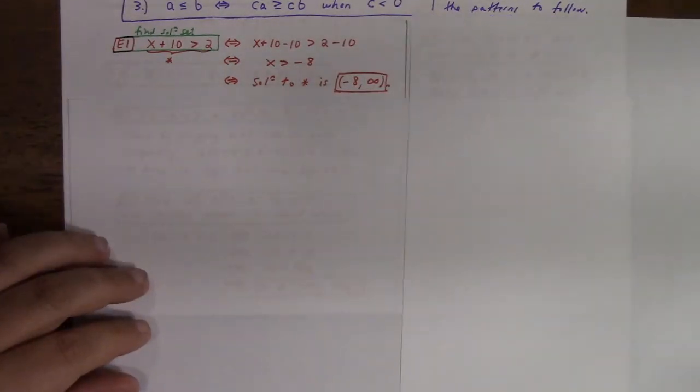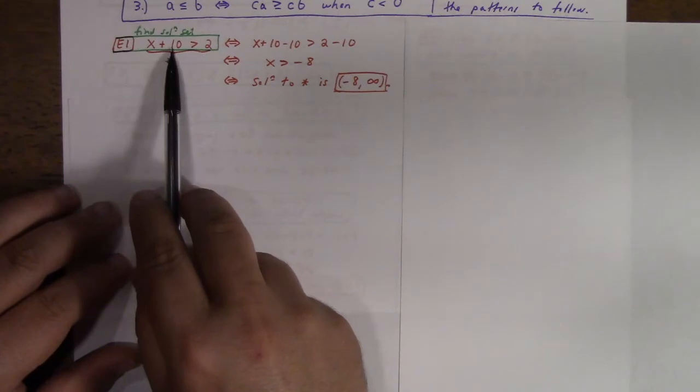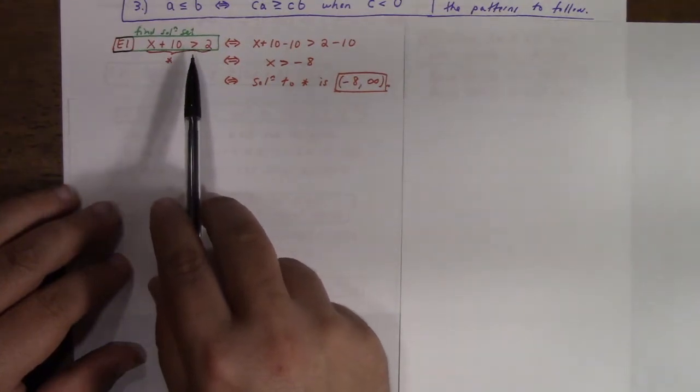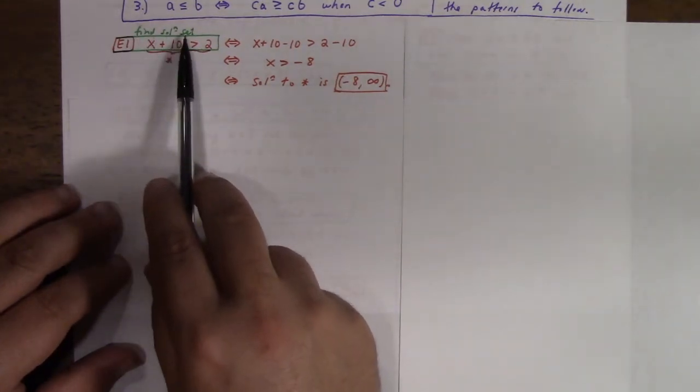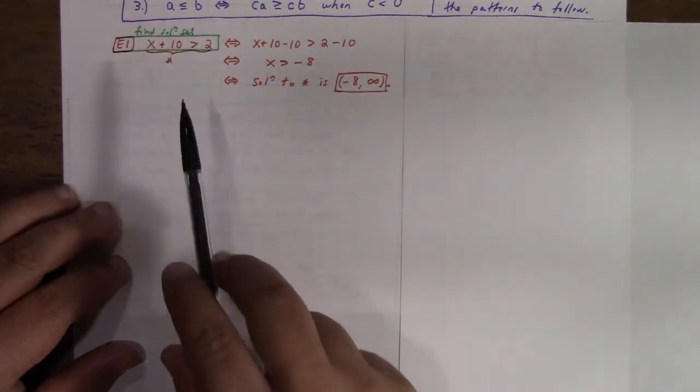Alright, so to start with, if we have x plus 10 is greater than 2, how do we solve this? I say find the solution set. So each one of these examples, I've put the problem in green and the solution in red.